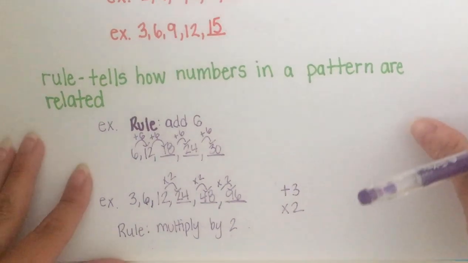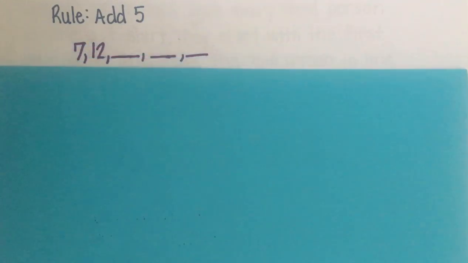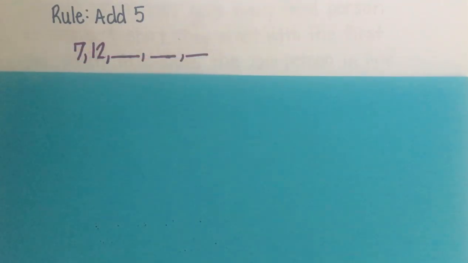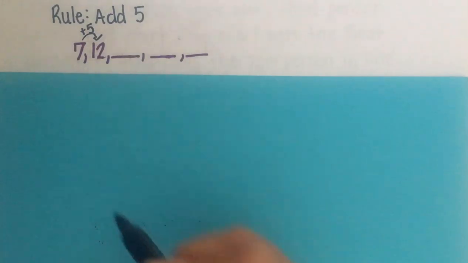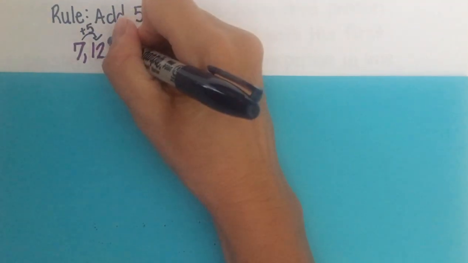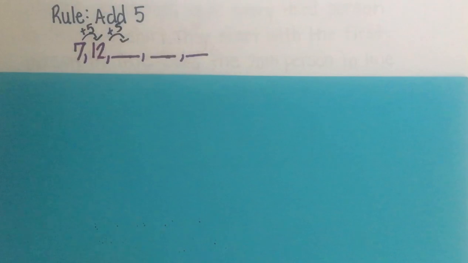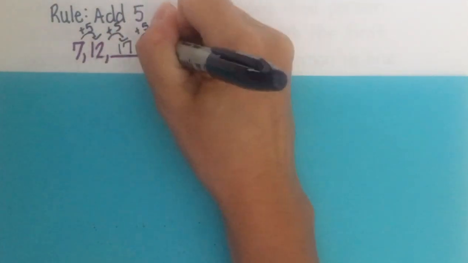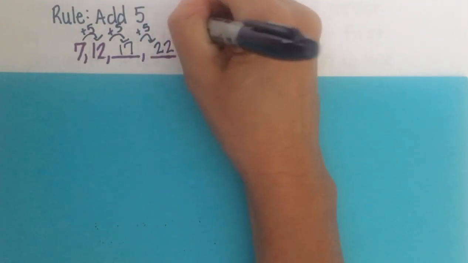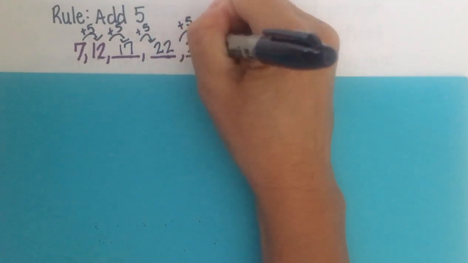Good. Now we're going to look at a way that we can describe what we're doing a little bit different, but first we're going to complete a pattern. So I've got, the rule is to add 5. So again, I'm going to draw my arrows to show what I'm doing, like I would show jumps on a number line. So 12 plus 5 is 17. 17 plus 5 is 22, and 22 plus 5 is 27.